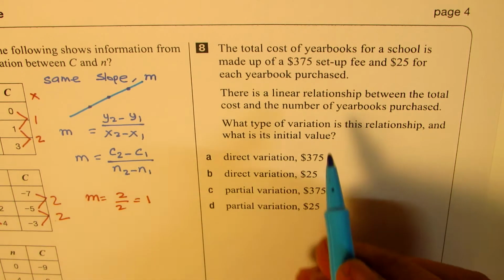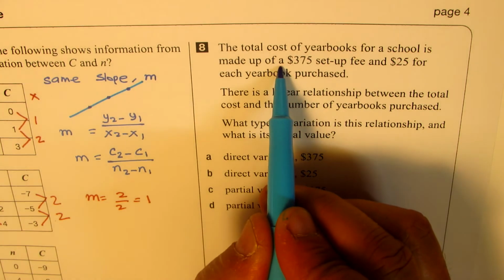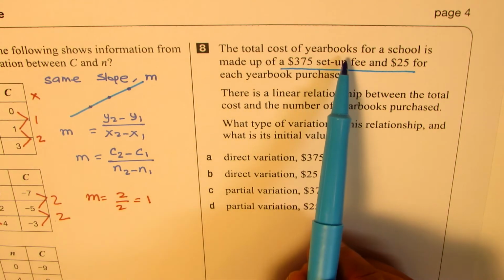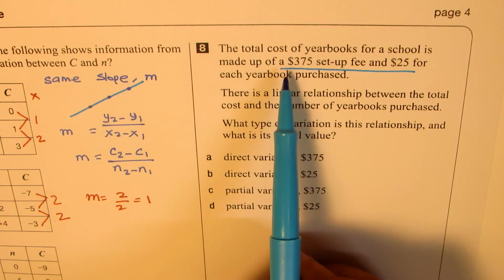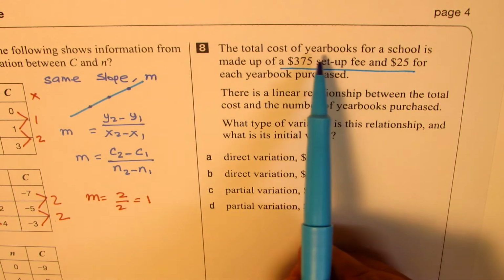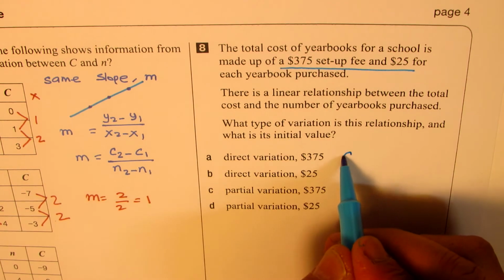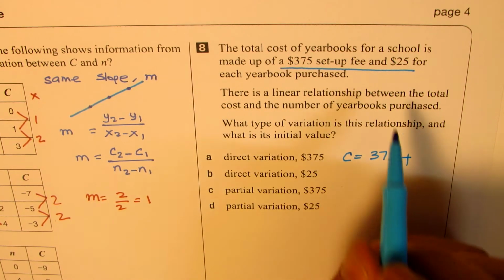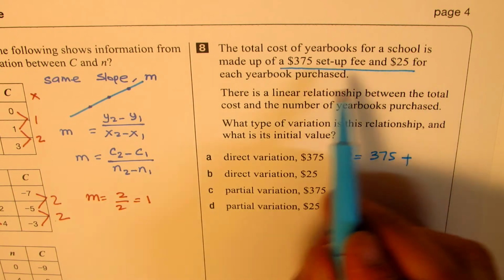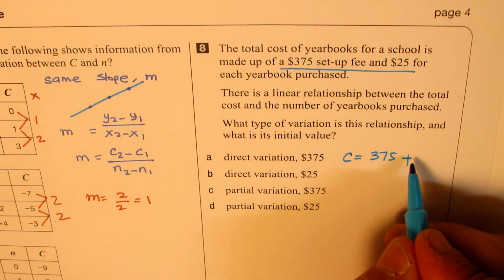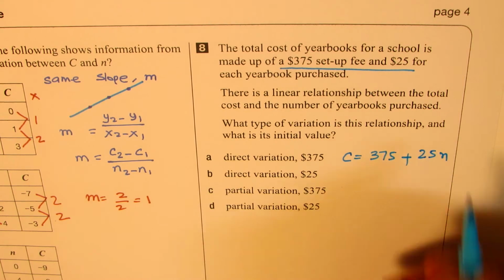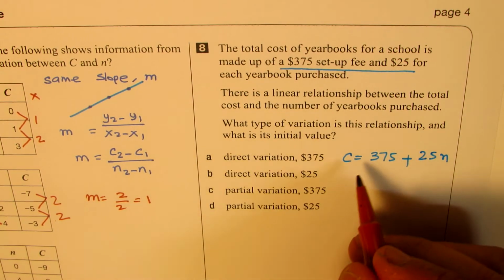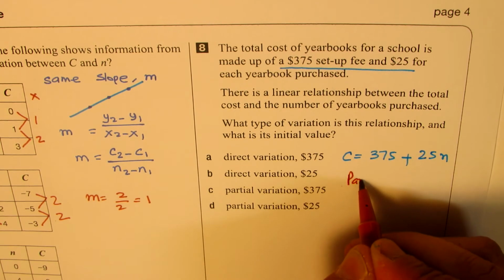Okay. Now, let's try to understand the equation. The total cost of the yearbook for a school is made up of, this is a fixed cost, right? So total cost C is basically equals to fixed cost of $375 plus $25 for each yearbook purchased. Let's say plus 25N, number of yearbooks. Is that okay? Now this clearly is partial variation, right? So it's a partial variation.